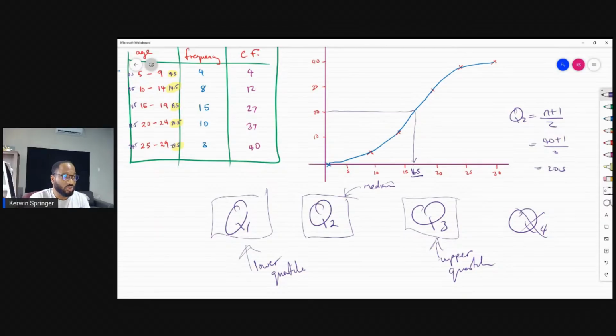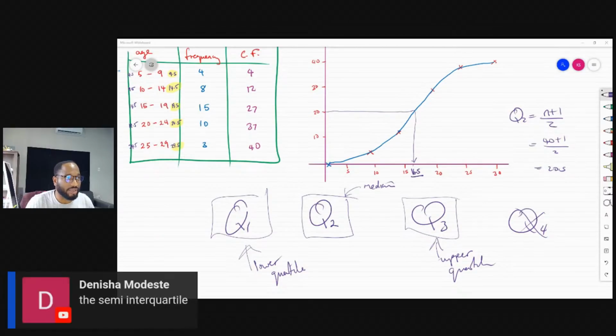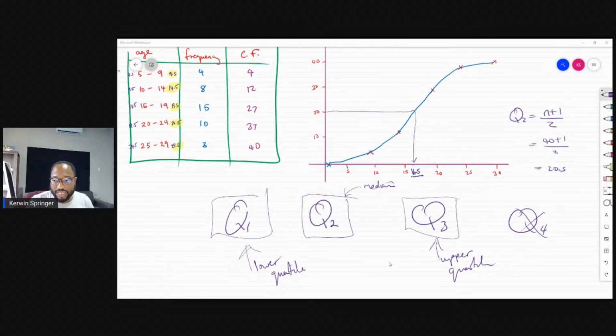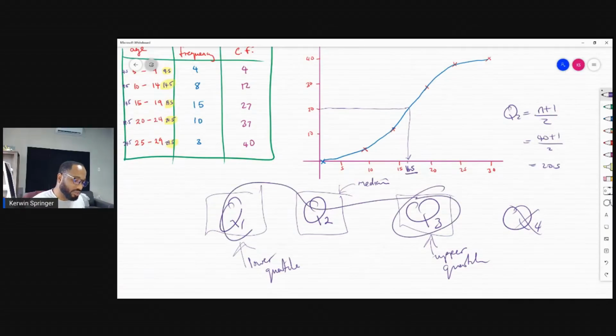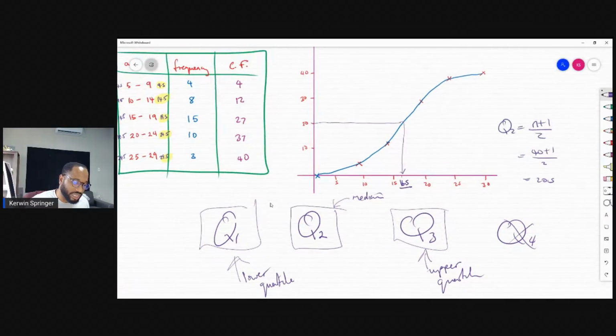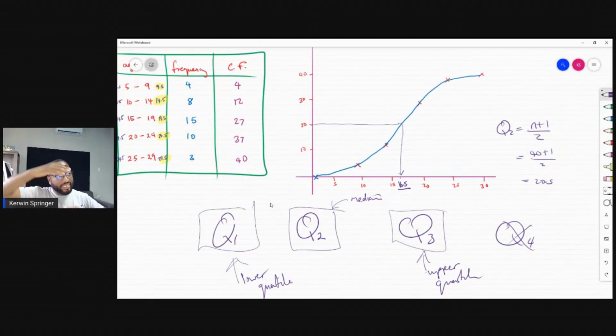They can ask you for the semi-interquartile range or interquartile range. If they ask you for the interquartile range, you need to find Q3 and Q1, and subtract them. So that's the upper quartile and the lower quartile. Quartiles just split the data into 4 parts. So if this is 40, the upper quartile will be like 30, and the lower quartile will be like 10.